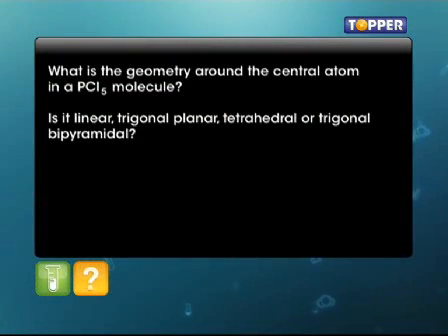Now that you are geared up with all these facts, let us waste no time and jump into some concept tests. Here is the first one for you. What is the geometry around the central atom in a PCl5 molecule? Is it linear, trigonal planar, tetrahedral, or trigonal bipyramidal? If you have been paying attention to today's episode, answering this question should not be a problem.